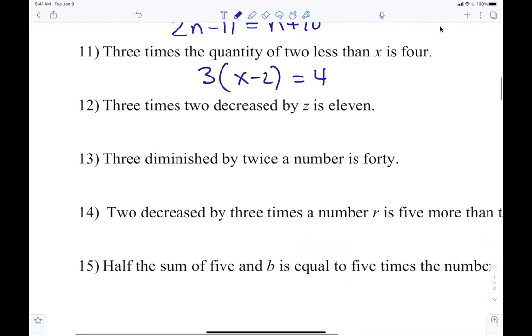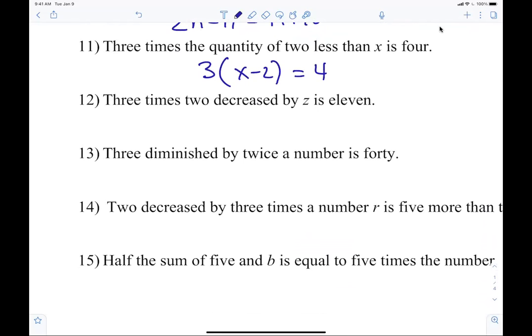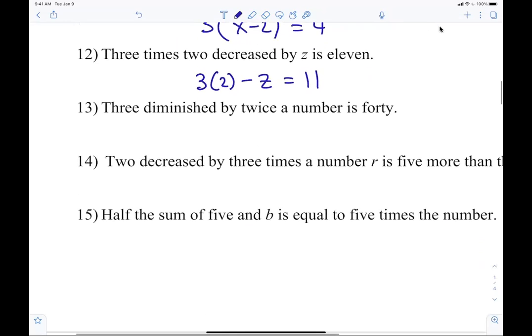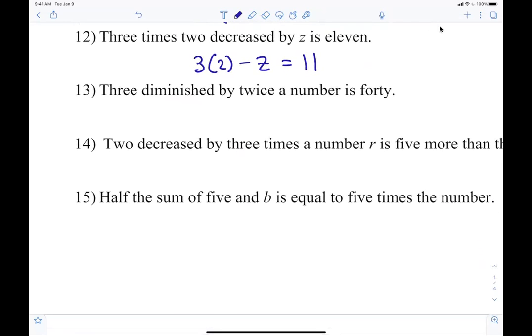3 times 2 decreased by z equals 11. So what is that? 3 times 2 minus z equals 11. So we essentially could just write 6 minus z, but that's technically it. Very good. All right, Jolie, 3 diminished by twice the number is 40.